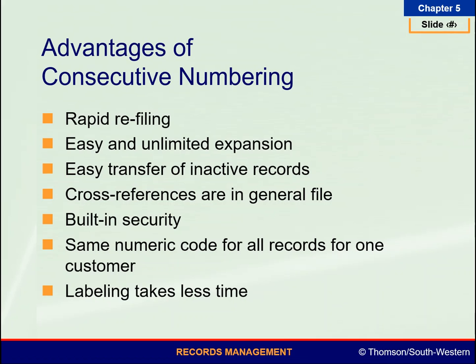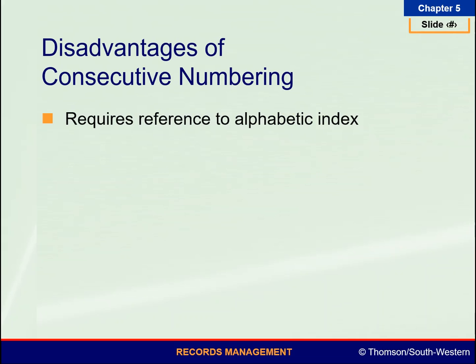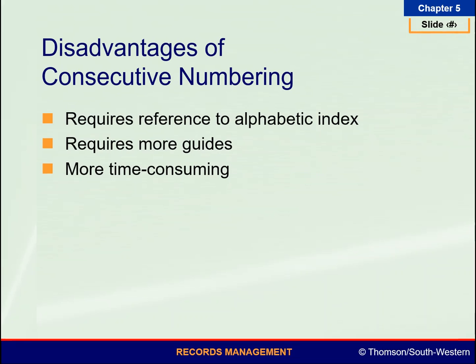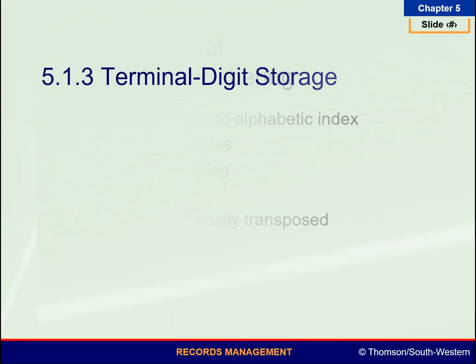And of course, when you use consecutive numbering, labeling takes less time, and there is easy detection of misfiled records. Now we proceed to the disadvantages of consecutive numbering. It requires a reference to the alphabetic index. Yes, we have seen this in the alphabetic index, we need to have the cross-reference. It requires more guides, it is more time consuming, there is congestion, and numbers can be easily transposed.